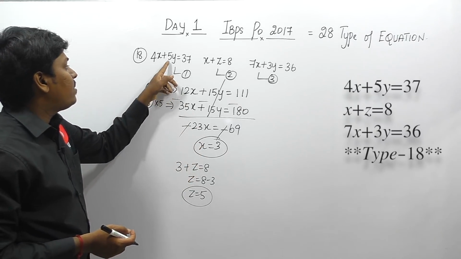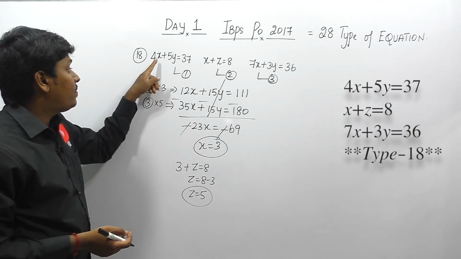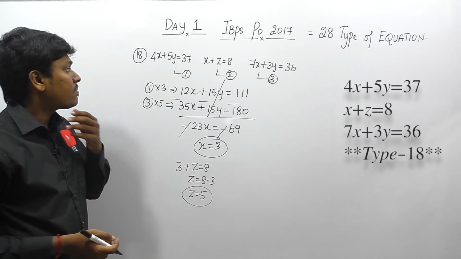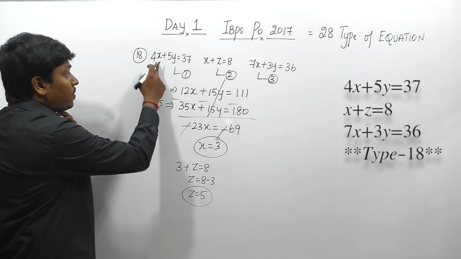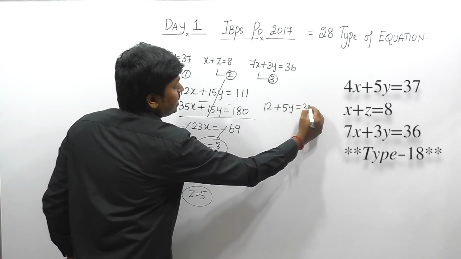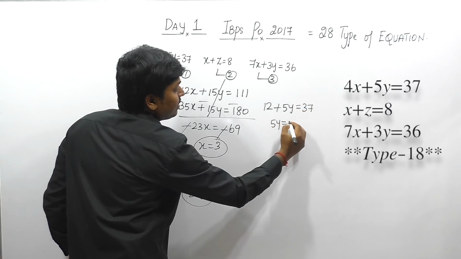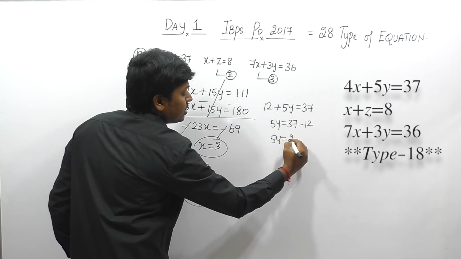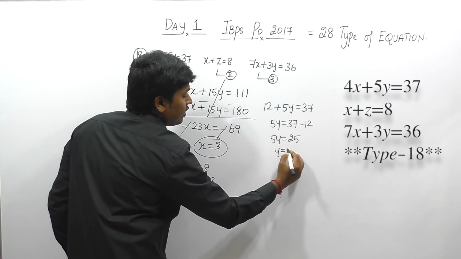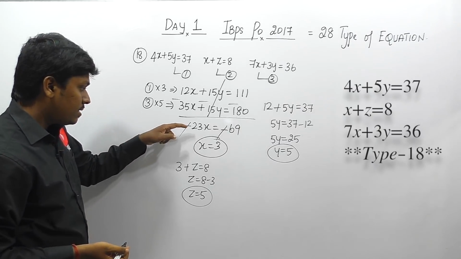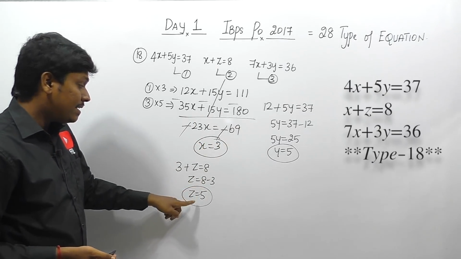And it is easy to find the value of y. Why? Because if you substitute the value of x here, then we can find the value of y. So the x value is 3. So 4 into 3 will be 12. So 12 + 5y = 37. So 5y = 37 − 12. So 5y = 25. So y = 5. So friends, finally we got the answer, that is x is equal to 3, y is equal to 5 and z is equal to 5.